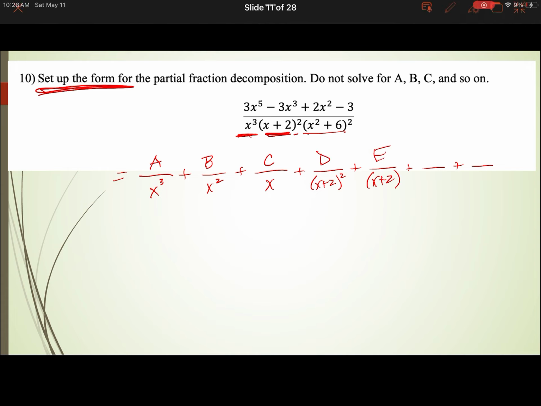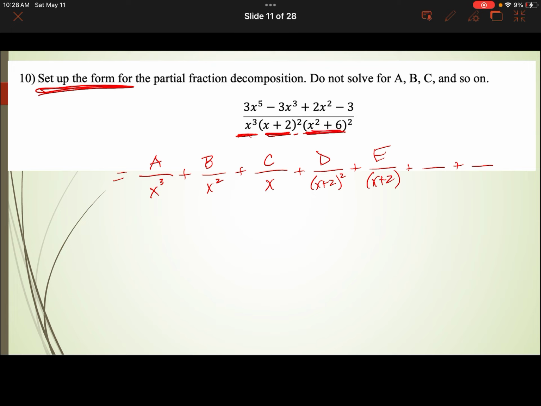Okay, now this one is quadratic. I know that this is a squared, but it's the factor we're looking at. So this is a quadratic factor, and it also repeats. So I do the same thing, do one of them squared, doesn't matter what order, but if the quadratic's in the denominator, on top of it, I put an fx plus g, and then an hx plus i. And that is all you need to do, is set it up.